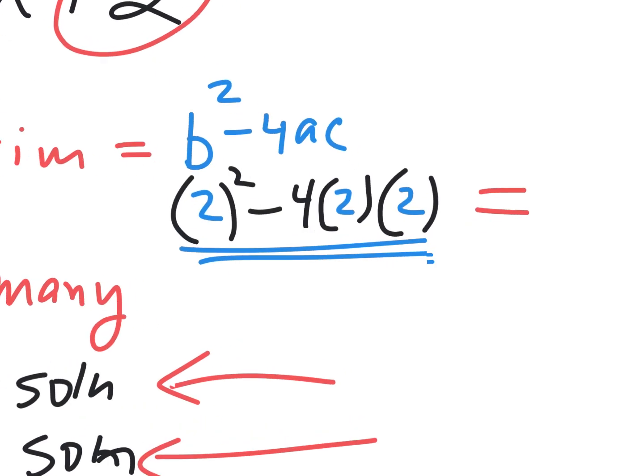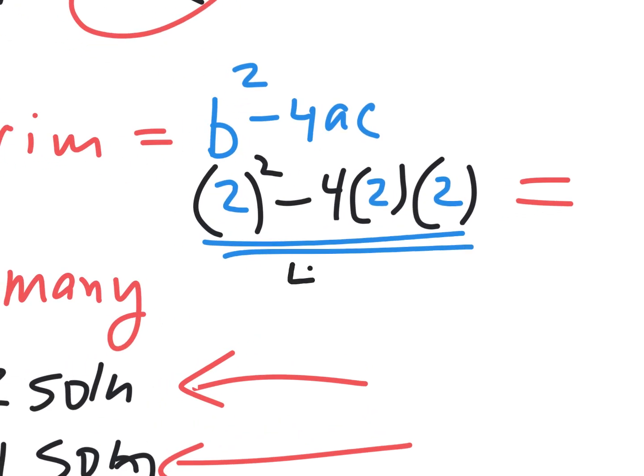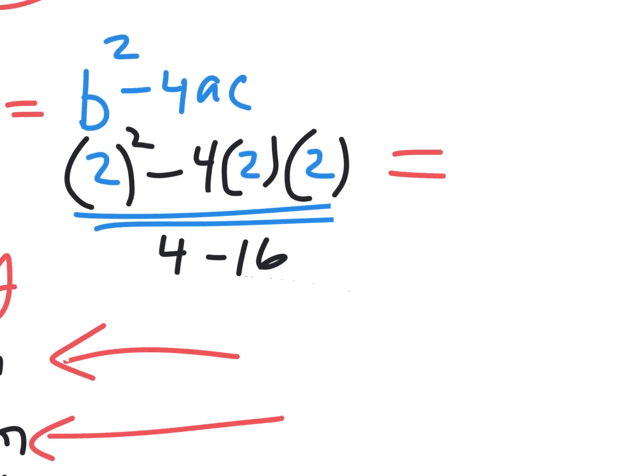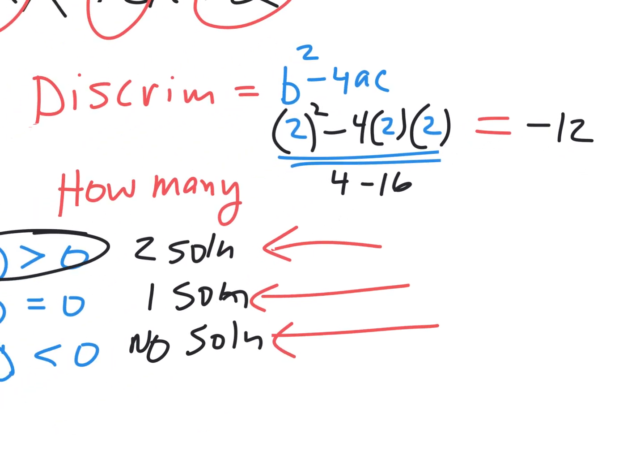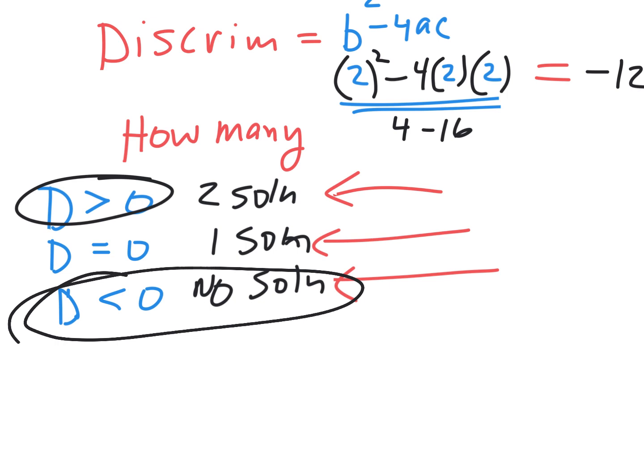All right, so there we go, and now we got 2 squared is 4 minus 4 times 2 is 8 times 2 is 16, and 4 minus 16 is negative 12. Raise your hand if you had negative 12. I think that's what it is, isn't it? Okay, all right. And then that came out negative, which is less than 0, so no solutions. Who had no solutions? Good, you were right. I think you got it.